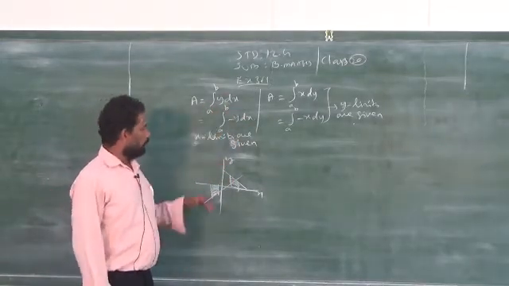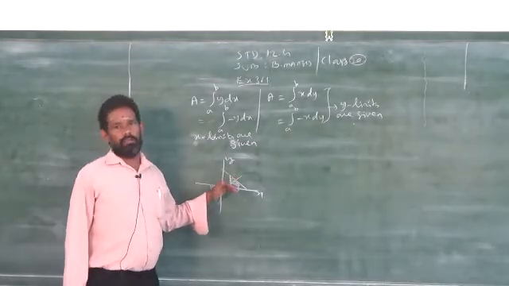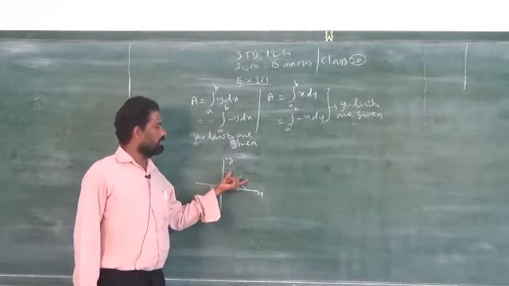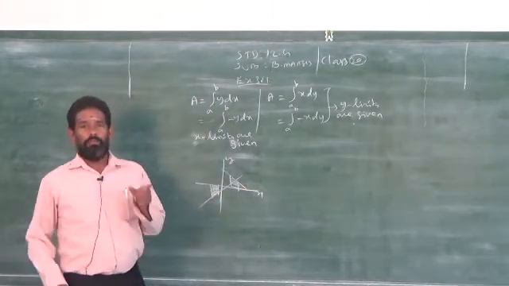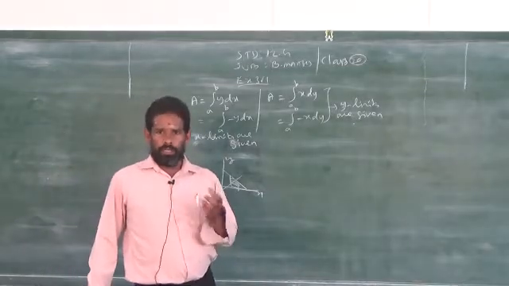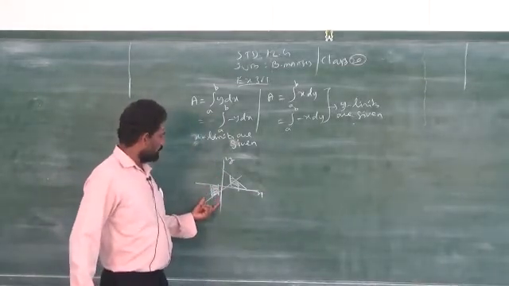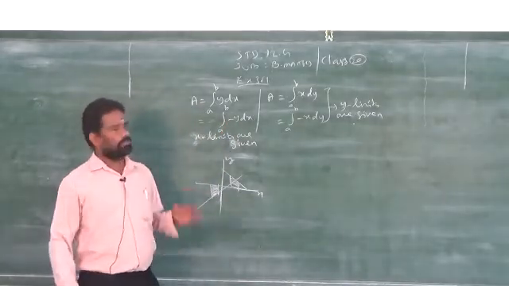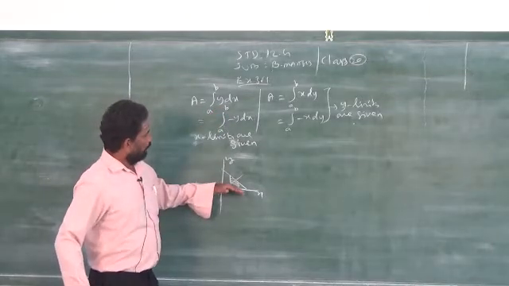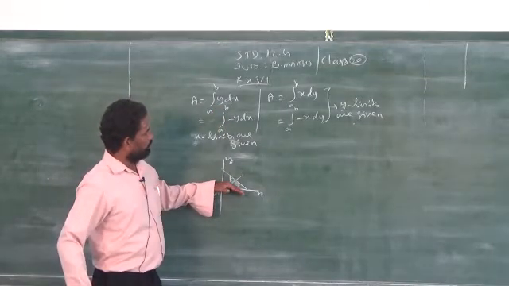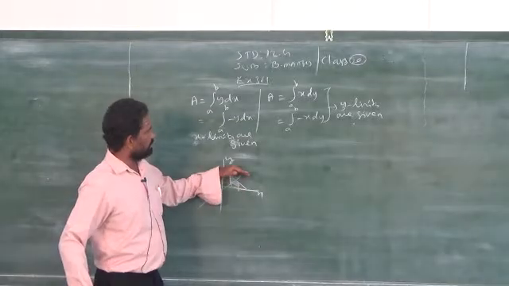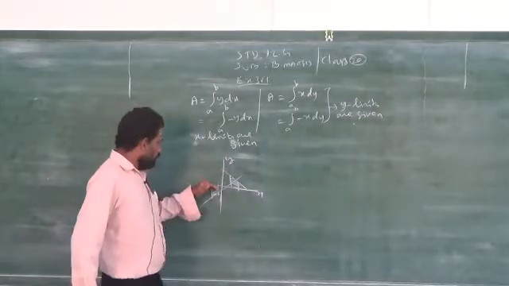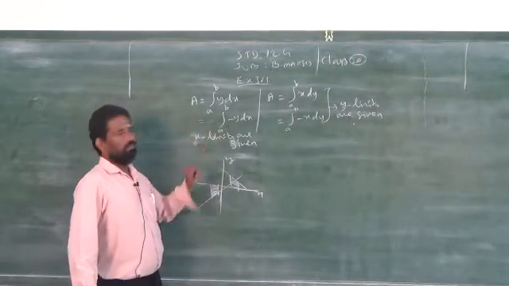You can use this for any curve or any straight line, and if the area that you would like to find out lies above the x axis, you take the first formula. When the area required for us is below the x axis, then you have to take the second formula, minus y dx. Are you clear? So you use the first formula when the area you would like to find out falls above the x axis. If the area lies below the x axis, minus y dx.